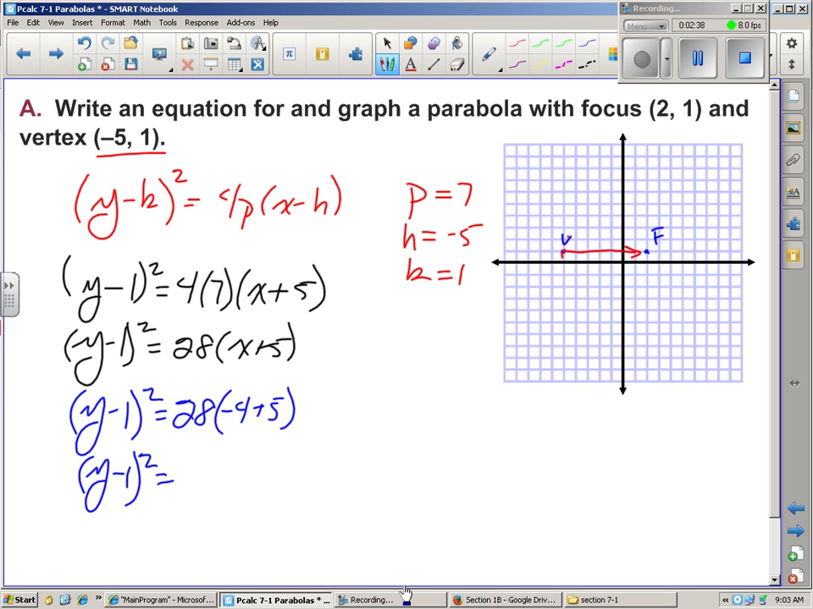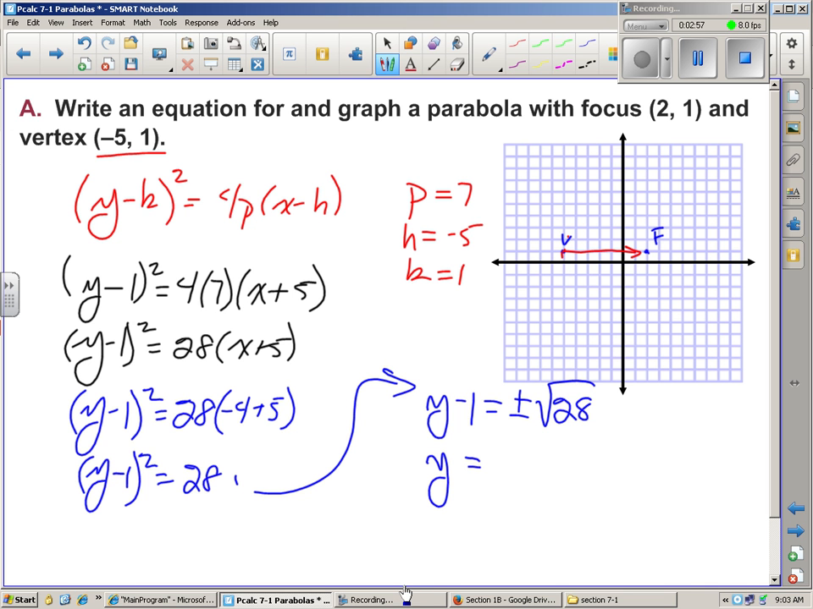equals 28. If we take the square root of each side, we get y minus 1 is plus or minus the square root of 28. And adding 1, y equals 1 plus or minus the square root of 28.